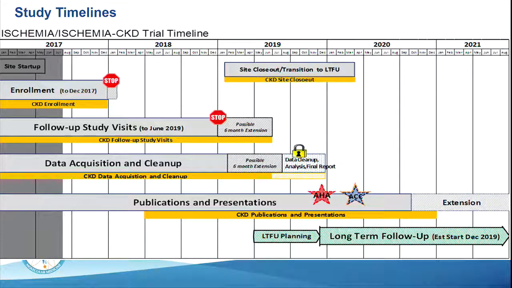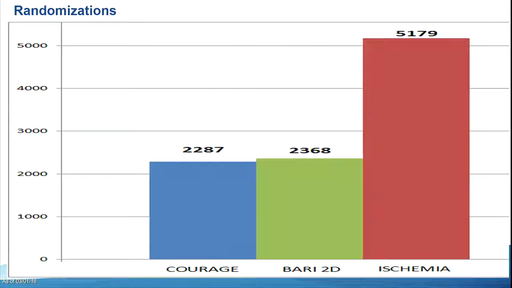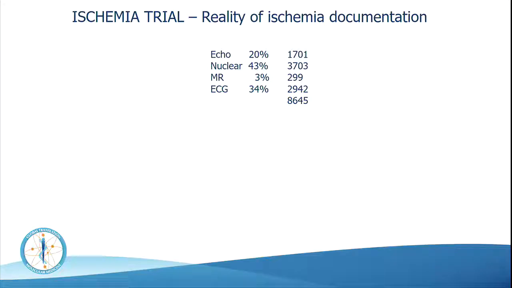And what do we expect? We expect some presentations next year at the American Heart Meeting and in 2020 at the ACC. So is the ISCHEMIA trial going to be the final word? One thing we can say is that this trial randomized a lot of patients, much more than COURAGE and BARI 2D, more than double the number of patients. And some interesting data we already know.